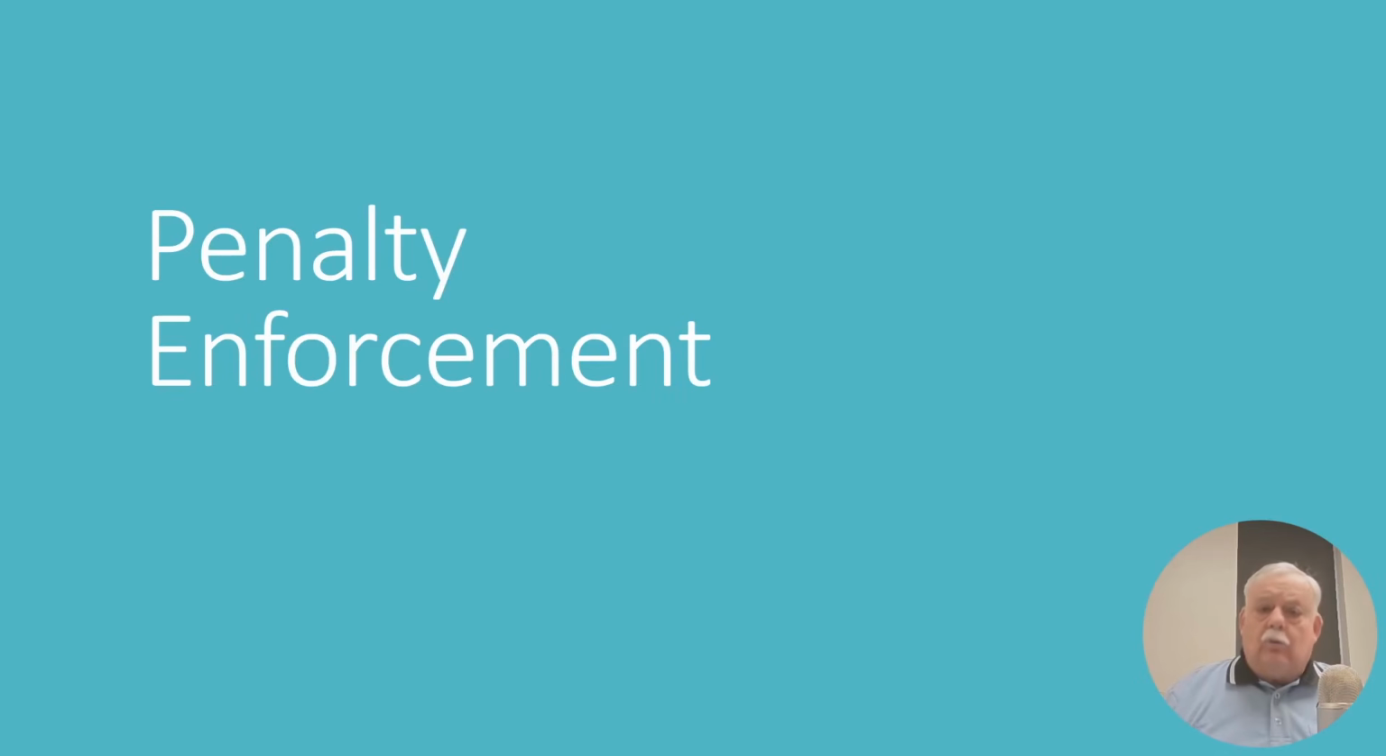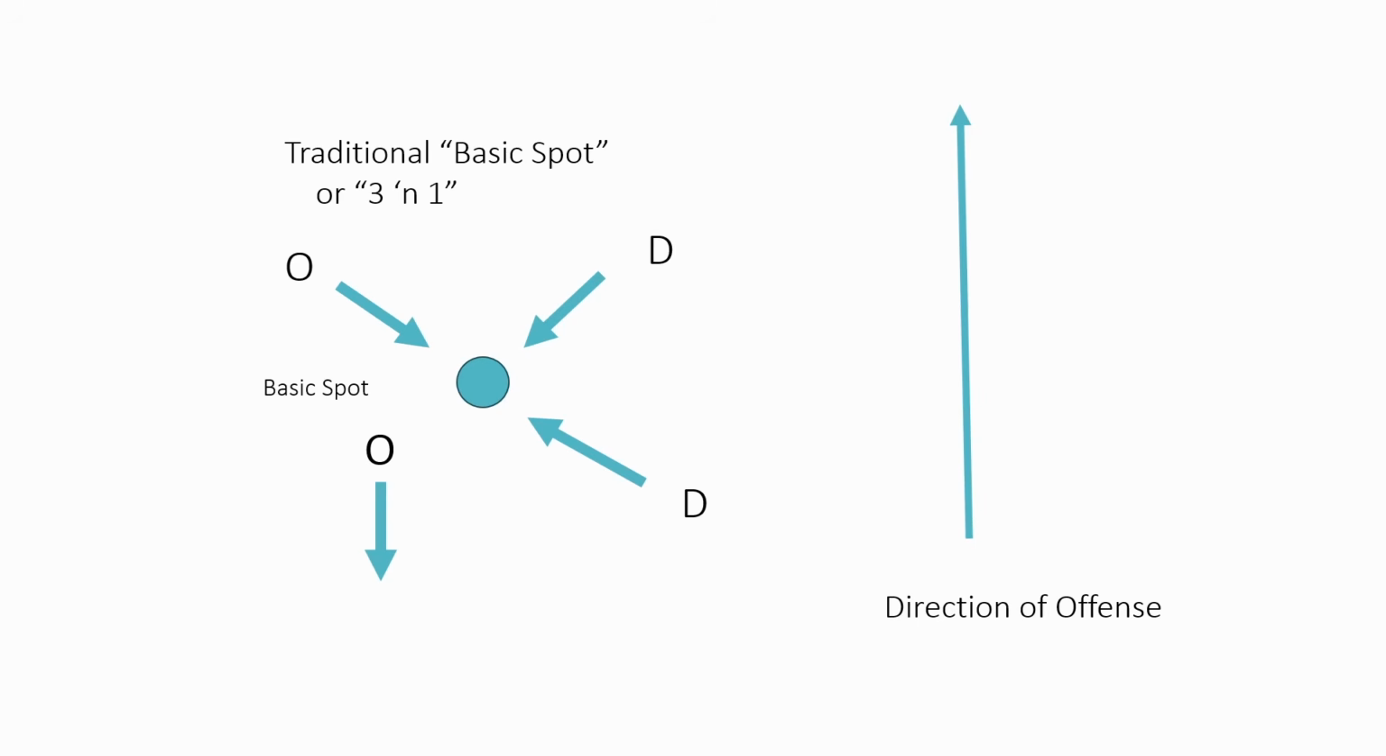Hello, I'm Paul Mayoral. I want to discuss penalty enforcement on the National Federation football rules. Traditionally, the 3-and-1 or basic enforcement spot philosophy was used throughout Federation, covered about 90% of the plays you need.